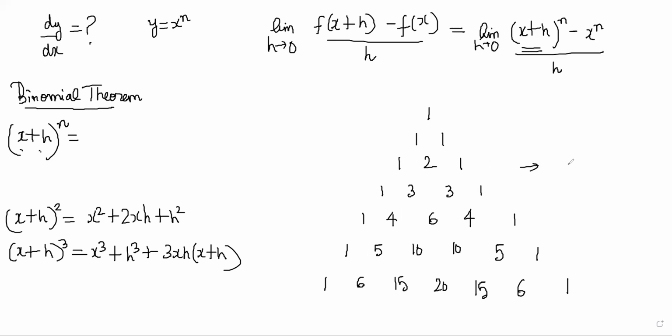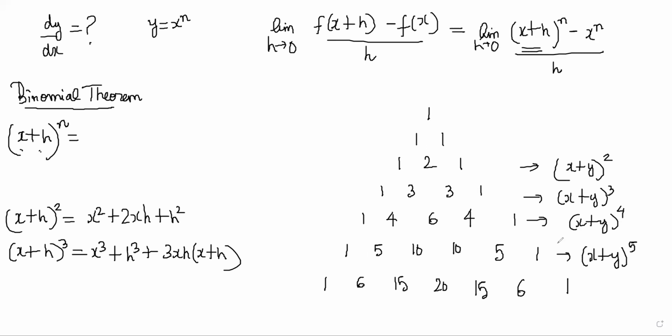So this is the coefficient of (x plus y) whole square. This is the coefficient of (x plus y) whole cube. This is the coefficient of (x plus y) whole power 4. This is (x plus y) whole power 5. So notice that it is working out. See, 1; 1, 2, 1; 1, 3, 3, 1; 1, 4, 6, 4, 1, right? And so on, right?